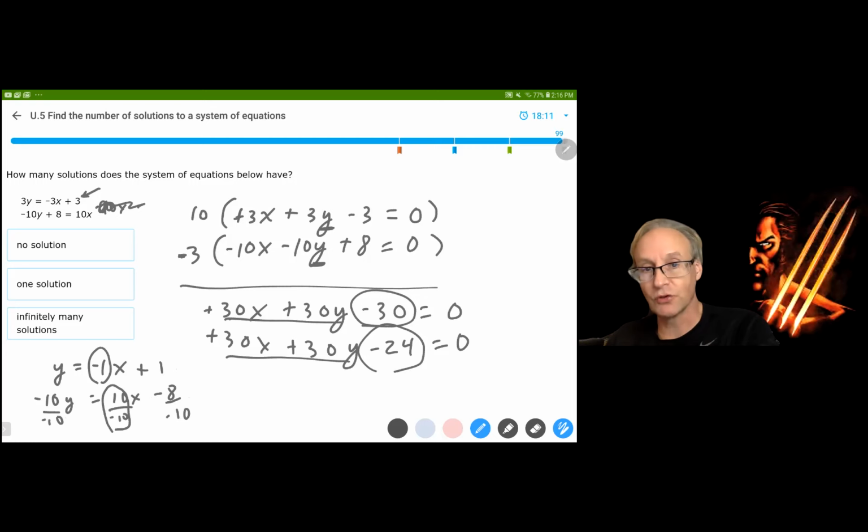In fact, if I were to graph these on a graphing calculator, you probably would think that one is on top of the other because they're going to be so close to one another. And that's why they did what they did. Anyway, these have no solution because they are different lines, but they are parallel. So there it is, the last one.